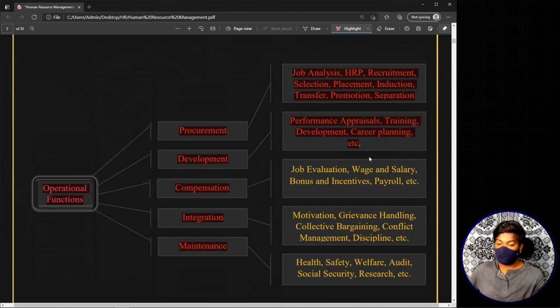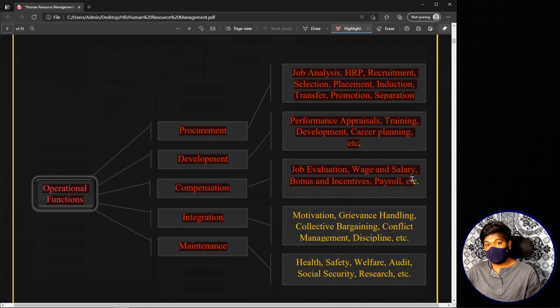Okay, now, as a part of the compensation function of human resource management, or as a part of the compensation dimension while managing the human resource in an organization, we take care of many different things. Like job evaluation, wages, salaries, bonus, incentives, payroll. All these things we take care of in the compensation dimension, or as a part of the compensation function.